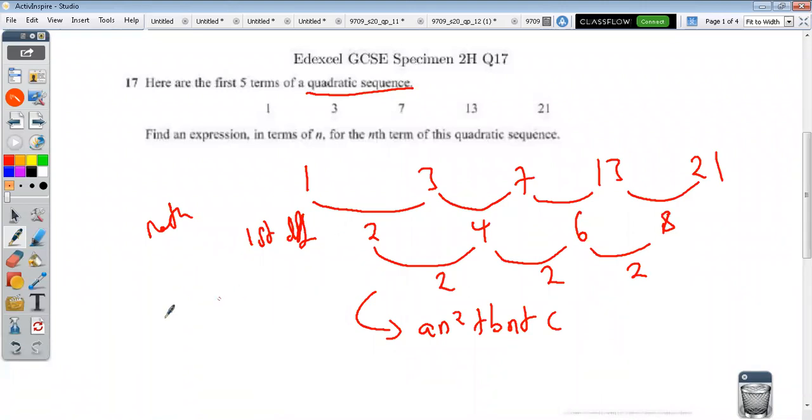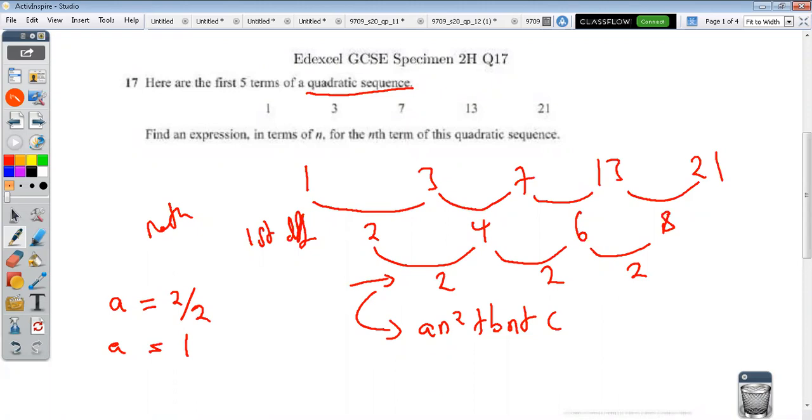For the a part, we always divide the second difference by 2. If it was 6, we divide it by 2. Whatever the second difference is, that's how we find a. So a is what? 1. Found a straight away.